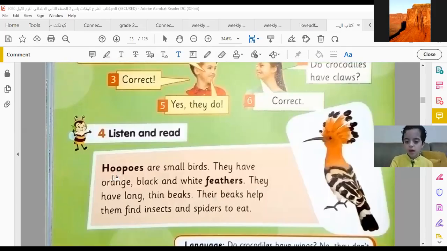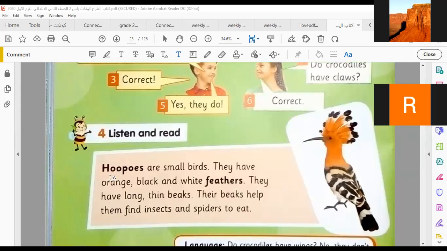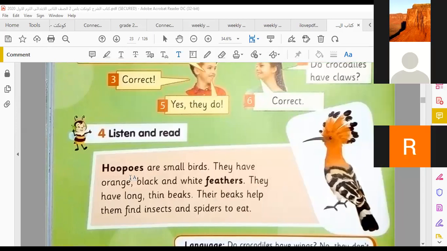Start reading, please. Hobos are small. Small, yeah. Birds. Thank you, Adam.